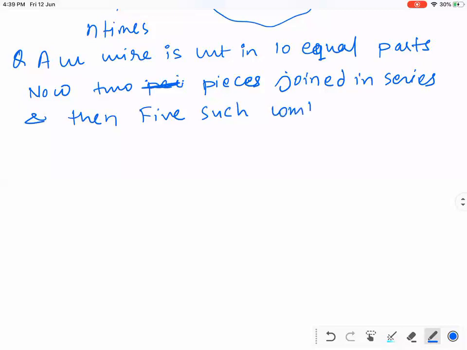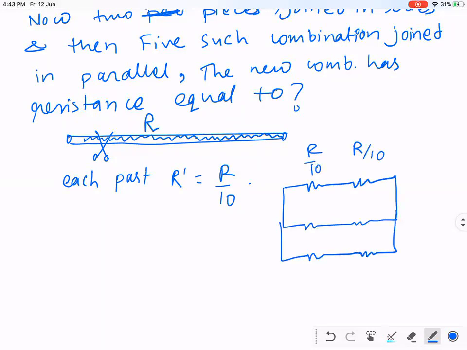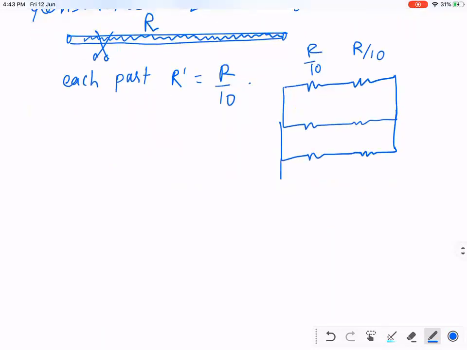Each part must have resistance R by 10. Now connect two parts in series. So R by 10, R by 10 in series. And then such 5 combinations in parallel.